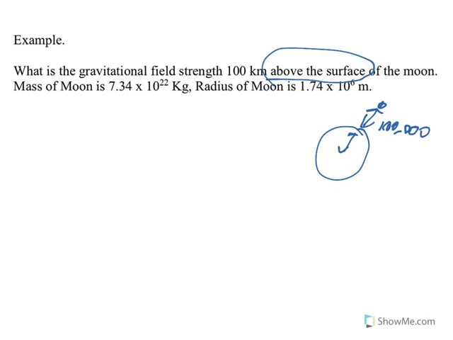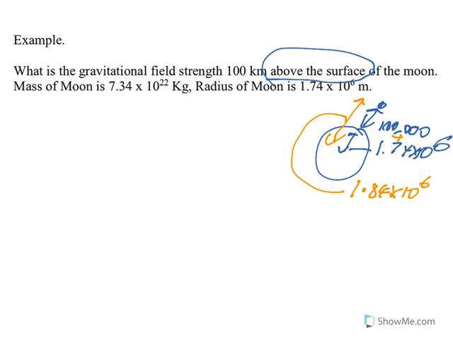This bit here is 1.74 by 10 to the 6. So the radius then is the sum of those two things. Add them up, and that's 1.84 by 10 to the 6. Oh, I forgot my 6 over here. 10 to the 6. Whoops. There, that's a bit better.